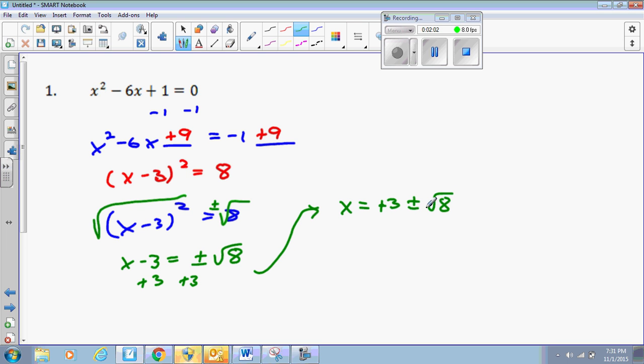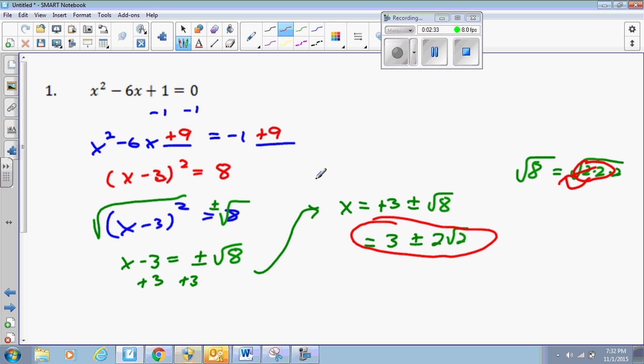Now we typically would not leave the square root of 8 because that can be simplified. So I would say that's going to be 3 plus or minus 2 square root of 2. Because remember, square root of 8 is square root of 2 times 2 times 2. Under the square root, we recall that two of the same things will come out. One comes out and the other one crosses off. So I have 2 root 2. So this would be what our final answer would look like for this problem.